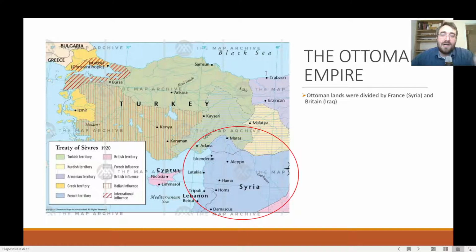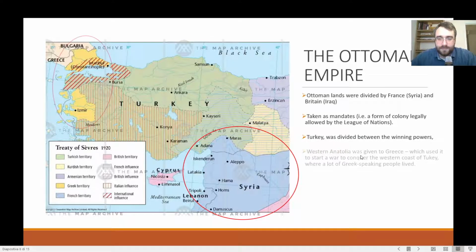Now, even the core heartland of the empire, Turkey, was divided between the winning powers, and a bit of the western coast was given to Greece, as you can see here. Western Anatolia was given to Greece, which was used to start yet another war to conquer the western coast of Turkey, where a lot of Greek-speaking people lived. We mentioned in the previous lessons the exchange of populations between Greece and Turkey. Now, as you can see from this map, the splitting of Ottoman Turkey was even deeper than that.